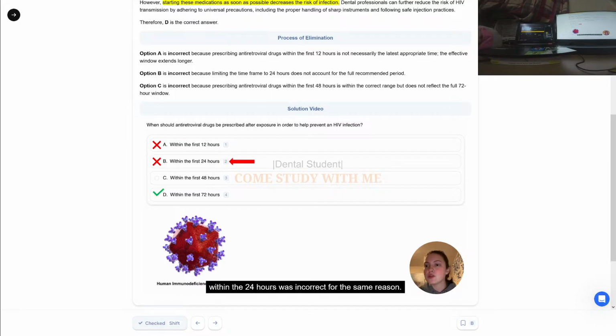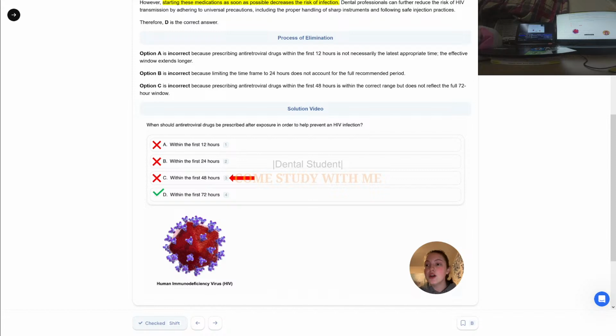Within the 24 hours was incorrect for the same reason. Although it would be great for a patient to have access to these medications as soon as possible, it may not be possible for them to acquire them this fast, and limiting the time frame to the first 24 hours does not account for the full accurate recommendation period. And finally, we have within the first 48 hours. For the same reason as 12 hours and 24 hours, within the first 48 hours is not the full window, so it's also an incorrect answer choice.